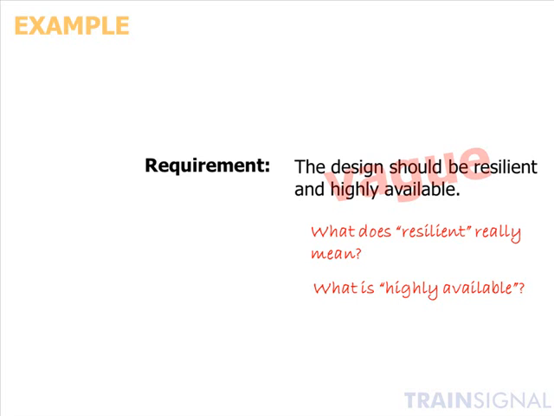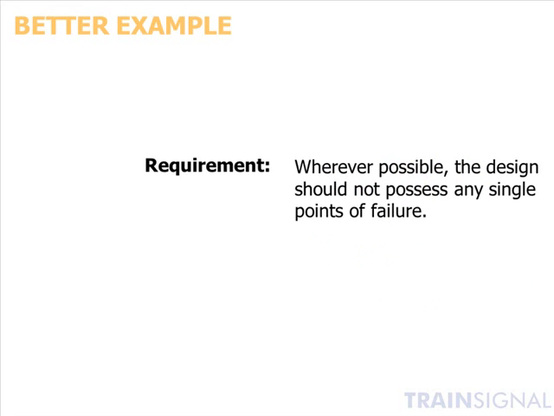There are lots of different ways to make sure that a design is highly available. And different customers, different organizations have different views of what that term highly available means. Therefore, it's important that we be as specific and clear as possible. For example, perhaps it would be better to take this vague example requirement and reword it in this way. Wherever possible, the design should not possess any single points of failure. Here, the requirement is very clear, it's very understandable, and it's very specific. We're saying the design should not possess any single points of failure wherever possible.